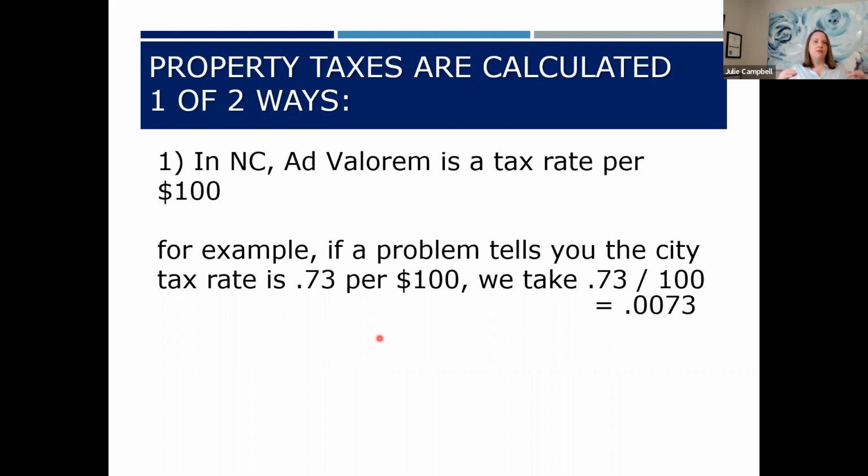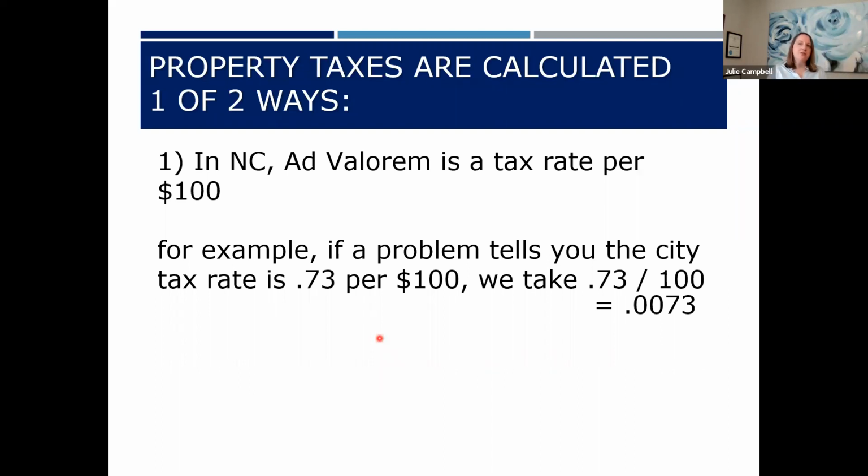All properties are located in a county. Everybody with me? We have 100 counties in North Carolina, and all properties are in a county. Properties may be within the city limits, or they may not be. So if the problem tells you that the property is not in the city limits, then we're not going to use the city tax rate. They don't have to pay city taxes unless they're in the city limits.